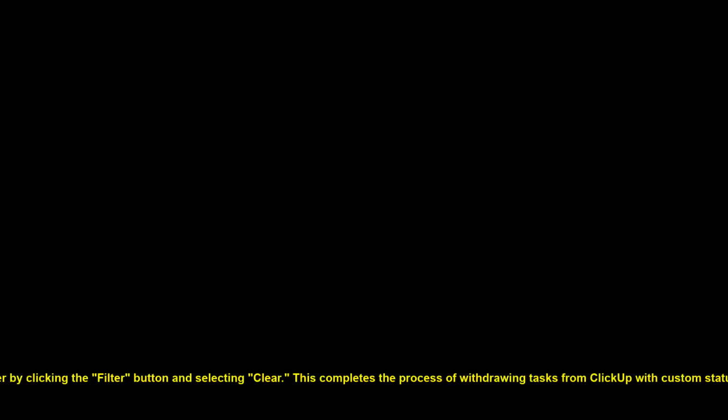Your tasks will now be withdrawn based on the updated status. To confirm, review the list to ensure only relevant tasks are visible. You can disable the filter by clicking the Filter button and selecting Clear. This completes the process of withdrawing tasks from ClickUp. Now you're ready to manage your tasks more effectively.